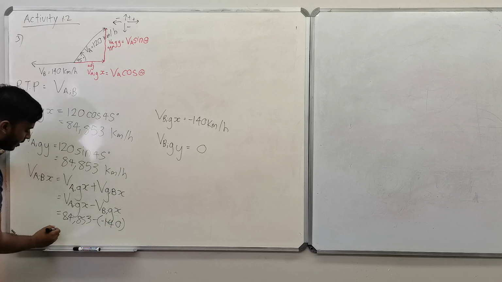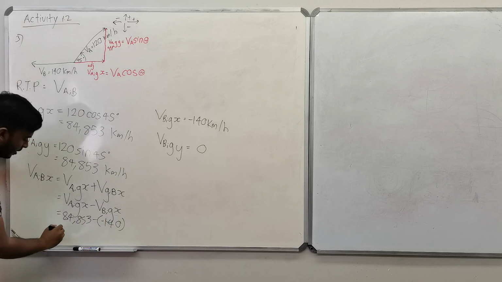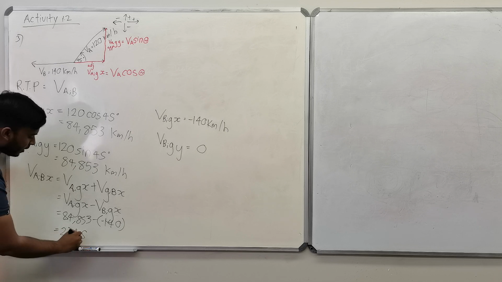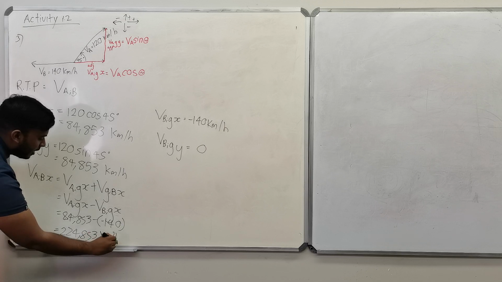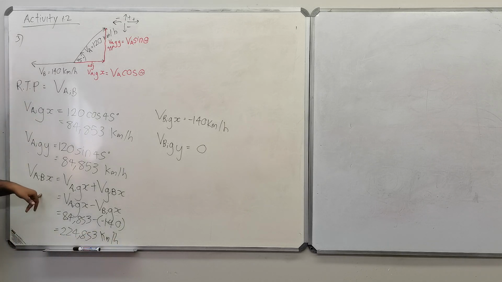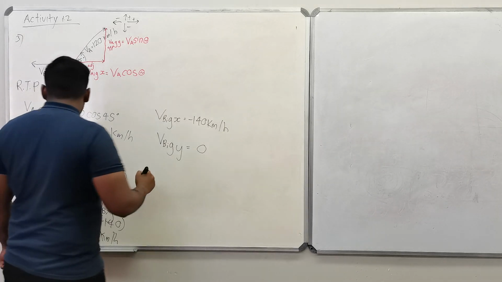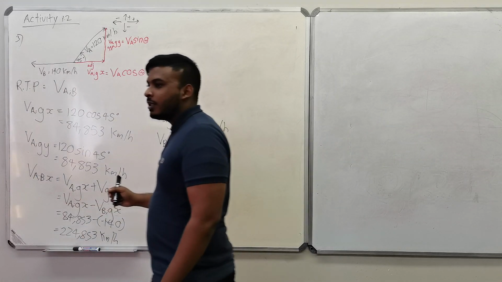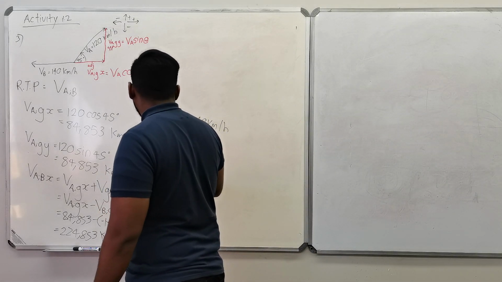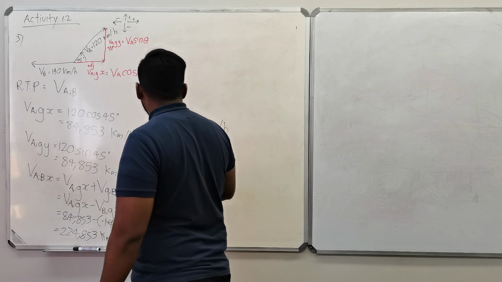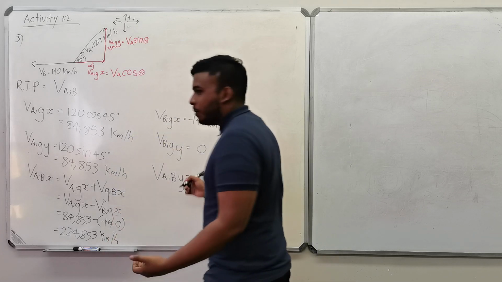And what are you left with? 224.853 kilometers per hour. Now we got the horizontal component here. Let's work out the vertical component. Sorry, before you go there, the decimals, we almost always give it three places. Give it 3, right? Okay.